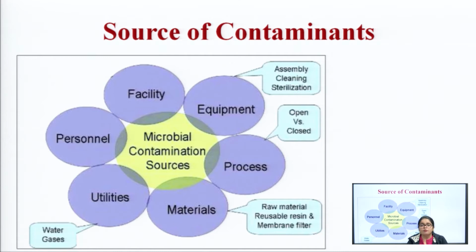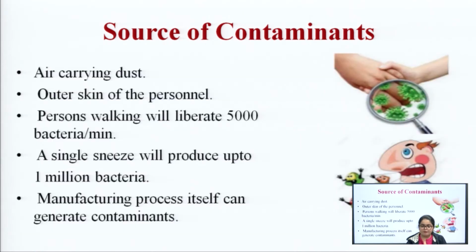Then process. If you are preparing syrup in an open container, definitely it will have more contamination compared to a closed one. Then comes the material: the raw material used was not properly sterilized before use, or the packaging was not appropriate. Then comes utility: maybe the water and the gases being used are not coming from a proper channel. So, that is why this contamination may happen. So, coming to the next slide.